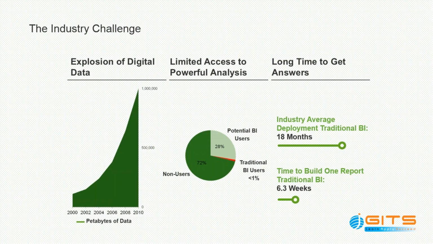Another challenge is that the industry average deployment time for a traditional BI setup has been somewhere around 18 months. This is far too long and too big. Moreover, the time to deliver one report using the traditional BI setup has been somewhere around 6.3 weeks, which by all standards is too much for most businesses. They cannot sustain waiting for a decision to be taken based on data which would take 6.3 weeks to develop one simple report.